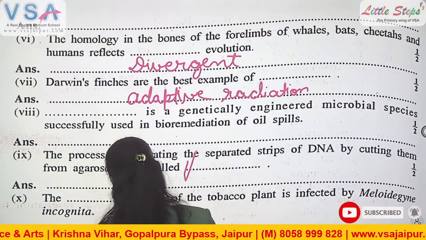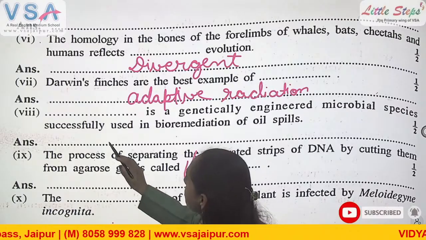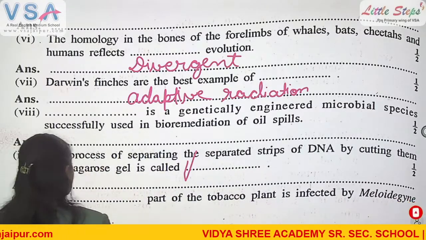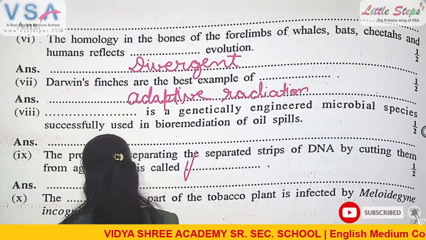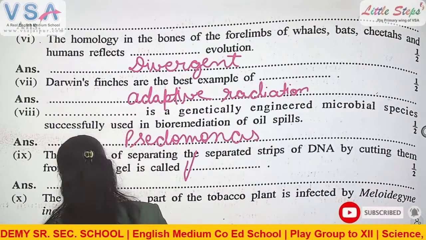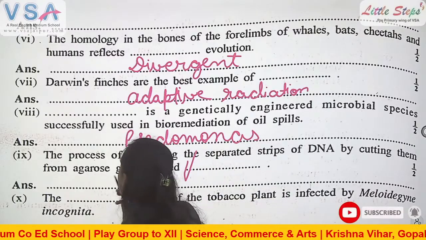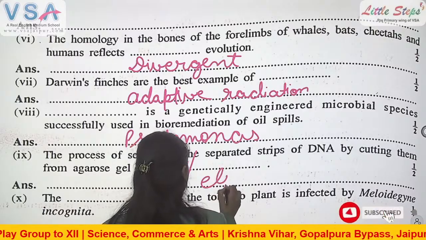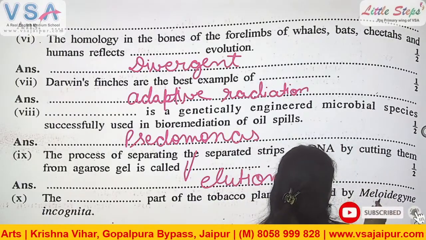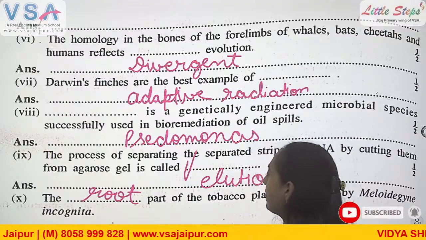Now, next is a genetically engineered microbial species successfully used in bioremediation of oil spills? So what is the right answer? Pseudomonas. Okay, now the next is the process of separating the separate strip of DNA by cutting from agarose gel is called... This is the elution. Okay, now the part of the tobacco plant infected by Meloidogyne incognita. The part is root. Okay, root वाला part इफेक्ट होता है.